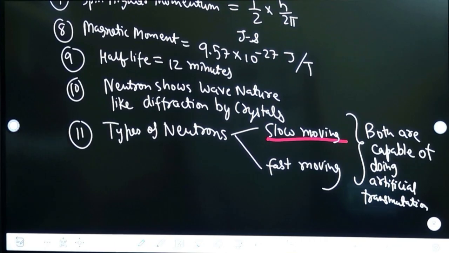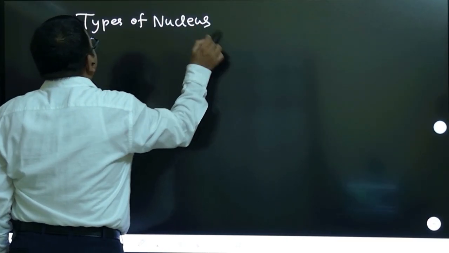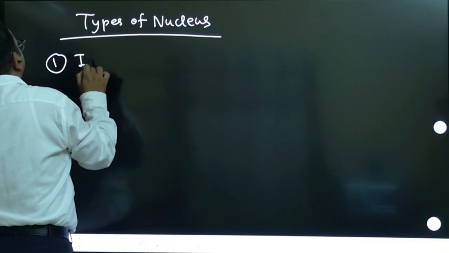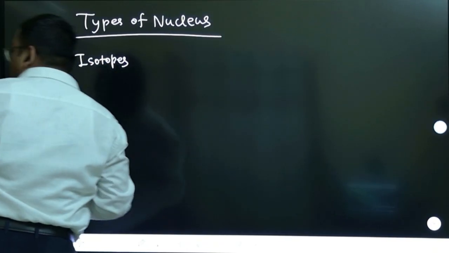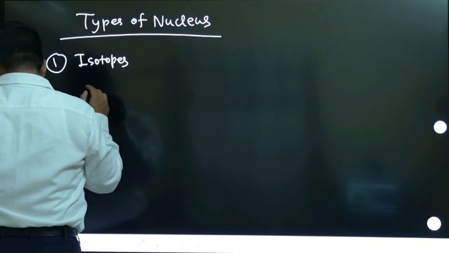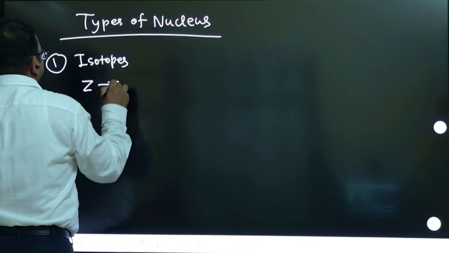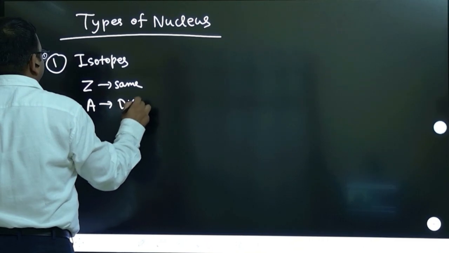Okay, then we will study the different types of nucleus. So let us start with isotopes. I will classify here isotope, isotone. So many things are there, right? Some of this you already know, but let us quickly do it. Isotope means Z will be same, but mass number is different.